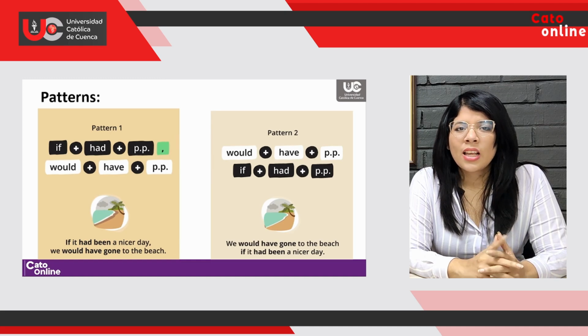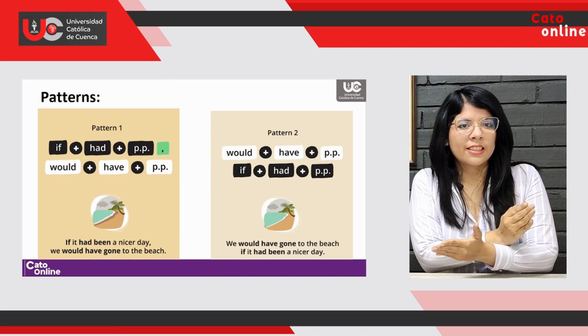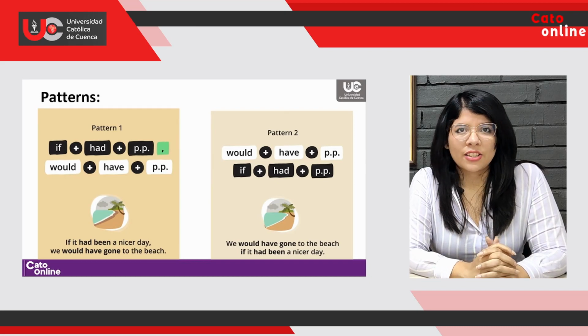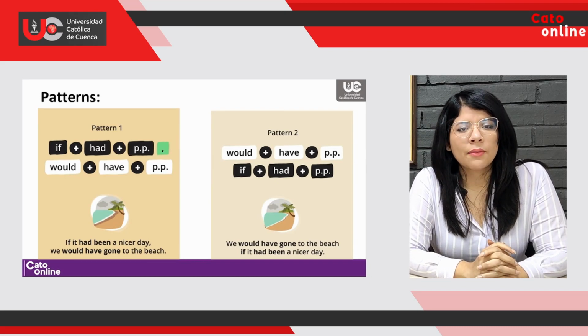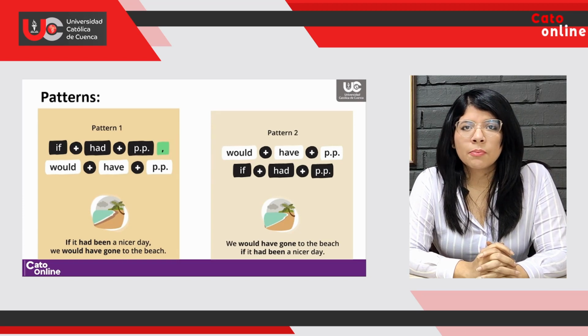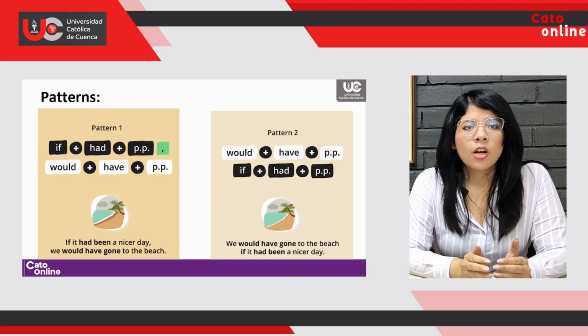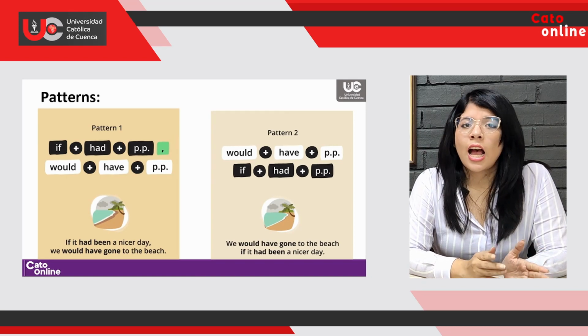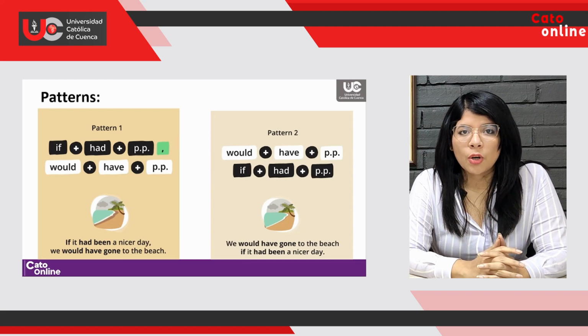All right? But you can also change that using the next pattern. Would plus have plus past participle followed by if plus had plus past participle. The example would be, we would have gone to the beach if it had been a nicer day. Okay, it's the same sentence. All we did was change the order of the hypothetical situation and the hypothetical outcome.